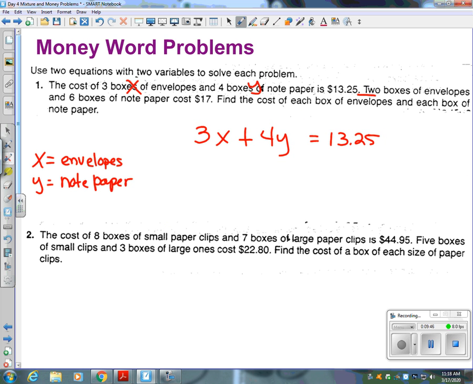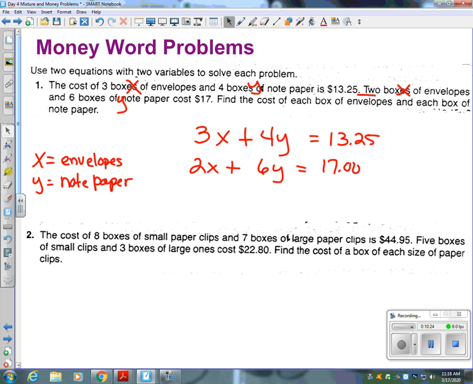Okay, now you know that we have two unknowns, so we need two equations, and the next sentence allows us to set up our next one, which is two boxes of envelopes. Remember, envelopes are our X, plus six boxes of note paper, which is our Y, is equal to $17. All right, so now we have two equations, which is 3x plus 4y is equal to 13.25. And we have 2x plus 6y is equal to 17.